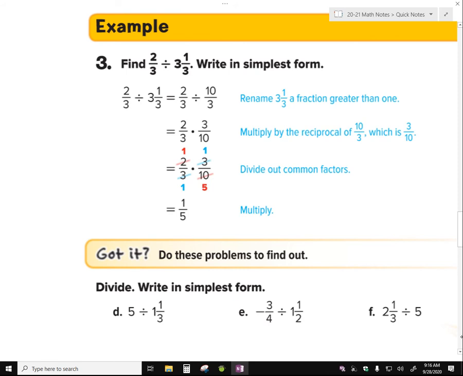We have common factors in all 4 of them. If we divide 2 by 2, we get 1. If we divide 10 by 2, we get 5.